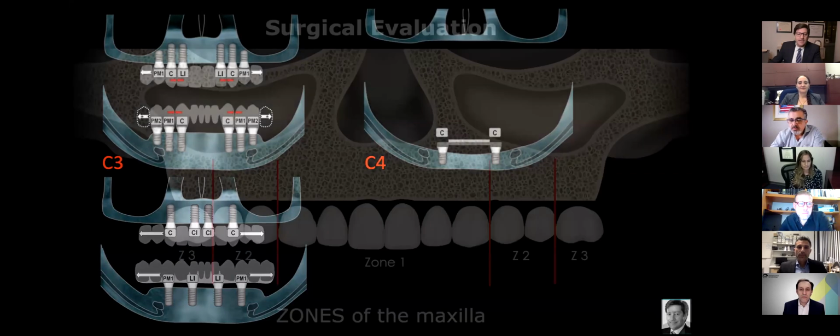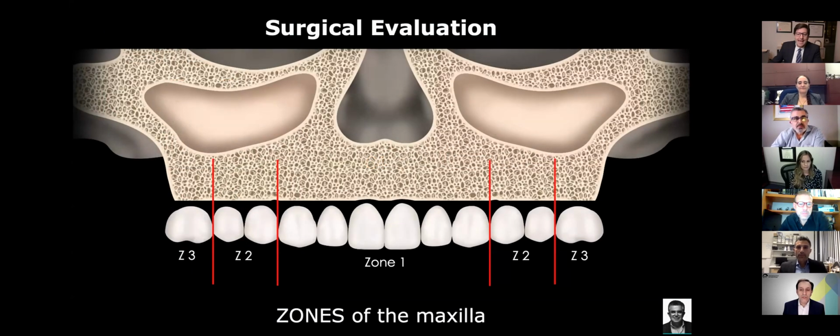And I would like to ask Ed to show us from the surgical viewpoint, what is your rationale for selecting your implant prosthetic protocol? Thank you very much, Herman.